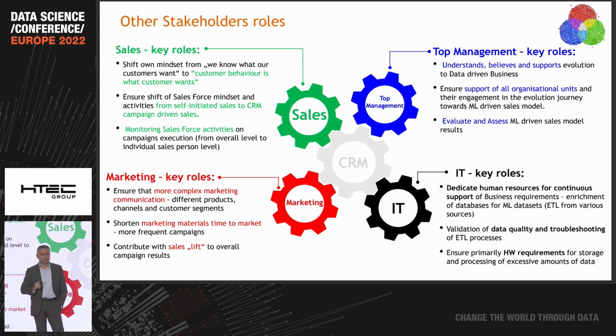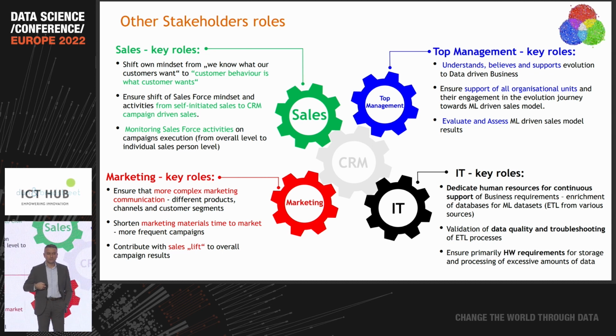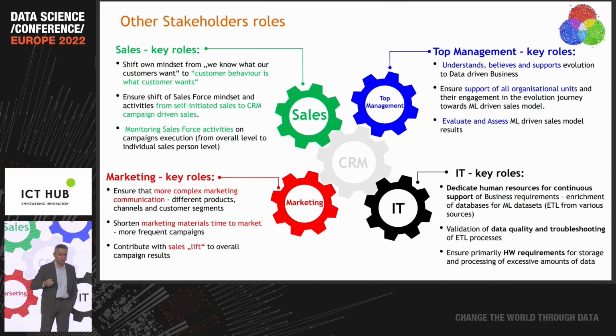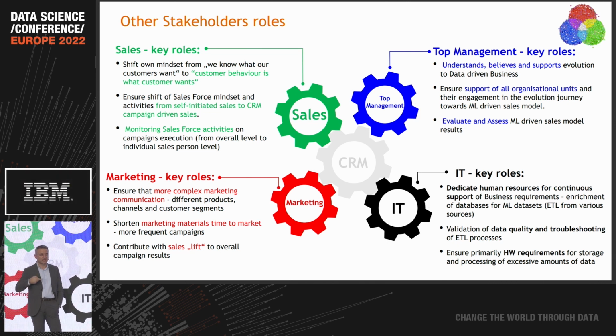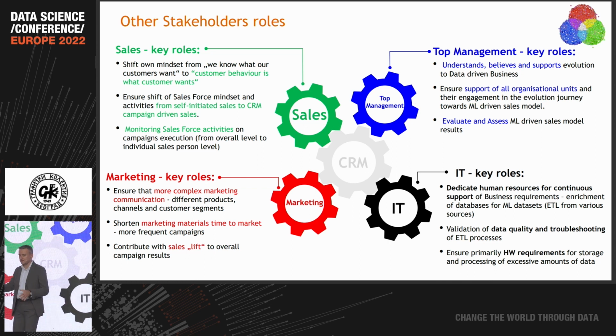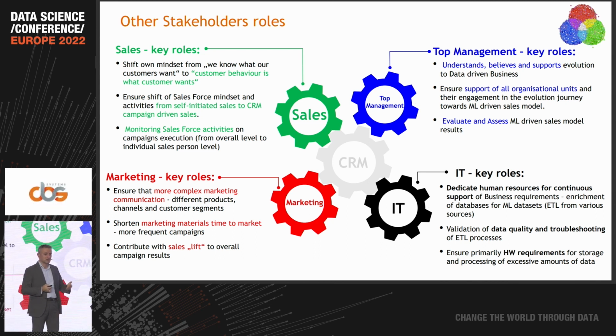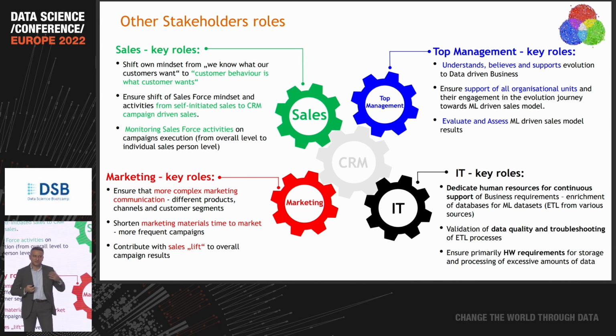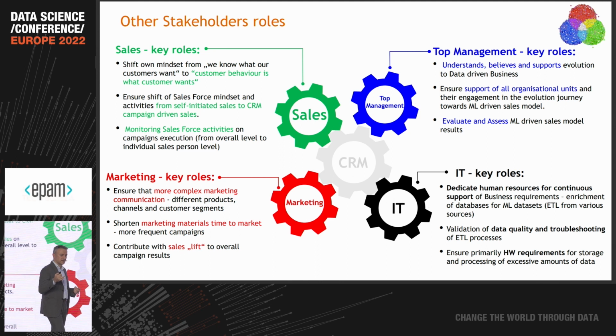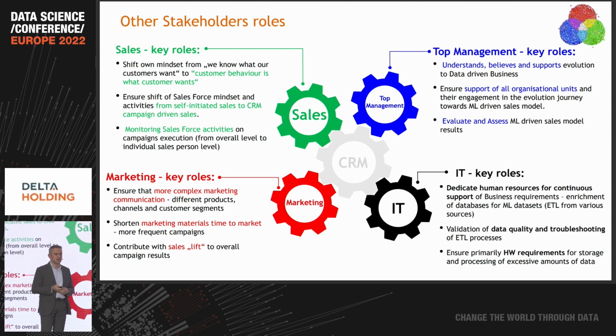I have listed here the critical points and the critical activities of others. For the sales, to change their mindset from "I know what to sell, I know my customers" to basically "customer behavior is what they want, not what I think they want", and to cascade this mindset shift throughout the sales network. For marketing, to be more agile in the communication, with more quality, to lift the sales with their communication materials. For IT, to support us in coming up with new data, for maintaining the hardware, for improving the processing and storage. And for top management, to believe in this, and to support us in this idea.